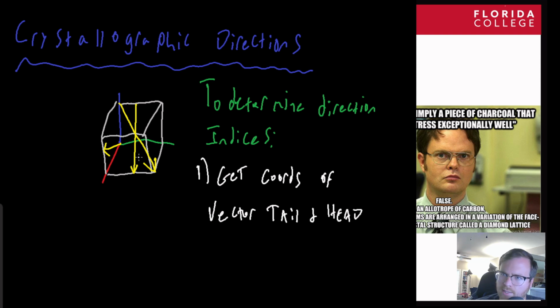Right? We can see the head here and the tails over here. So let's just go ahead and get those for this one. We'll use this one as our example. So the tail for this one, again, we're going to use our point coordinate notation for this. So the tail is going to be at, oh, I need to draw my labels, X, Y, and Z.